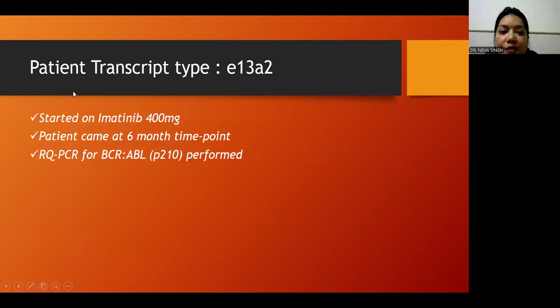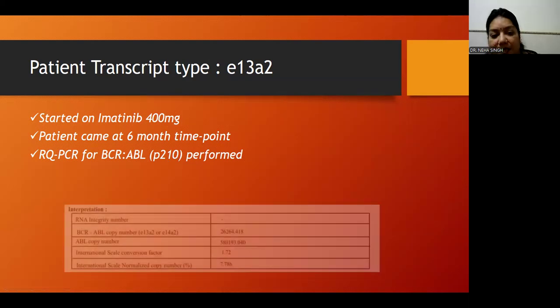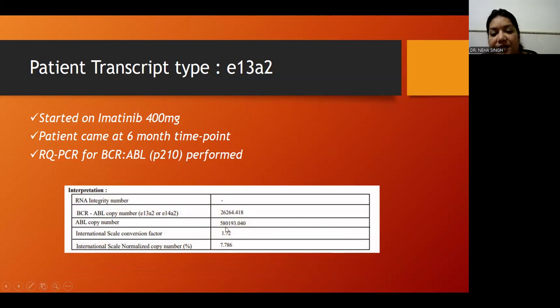Okay, so now this patient's transcript type we assume is E13A2. This patient is started on imatinib 400 milligram. The patient comes to you 6 months later. At that time, you advise an RQ-PCR for BCR-ABL 210 because you know the baseline transcript. Now let us see what has happened. This is the RQ-PCR report.